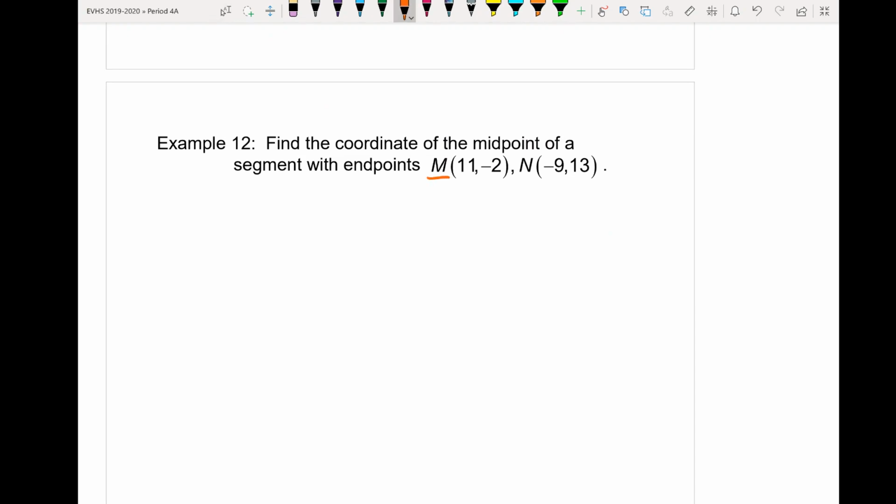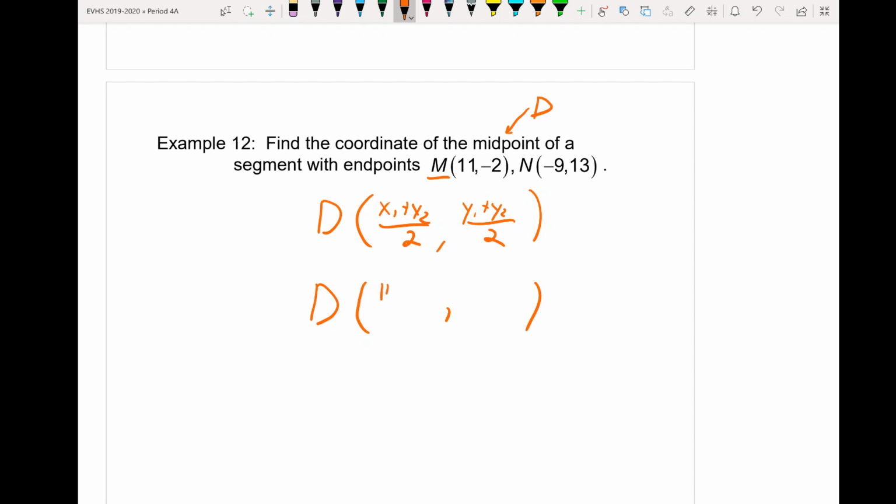Here, since we already have a point M, I'm going to call the midpoint point D, just because I need a letter of some kind. So D is located at (x1 plus x2 over 2, y1 plus y2 over 2). Notice the comma means they're separate different things. You don't combine everything together. So x1 is 11 plus x2 is -9 all over 2. y1 is -2 plus y2 is 13 all over 2.